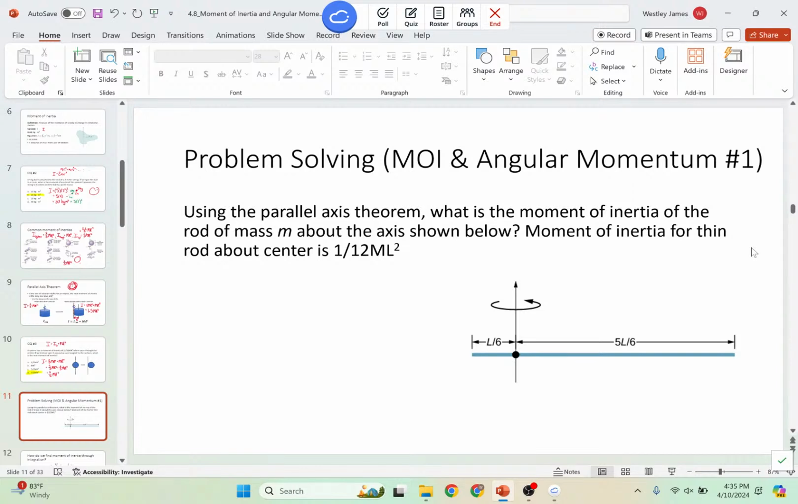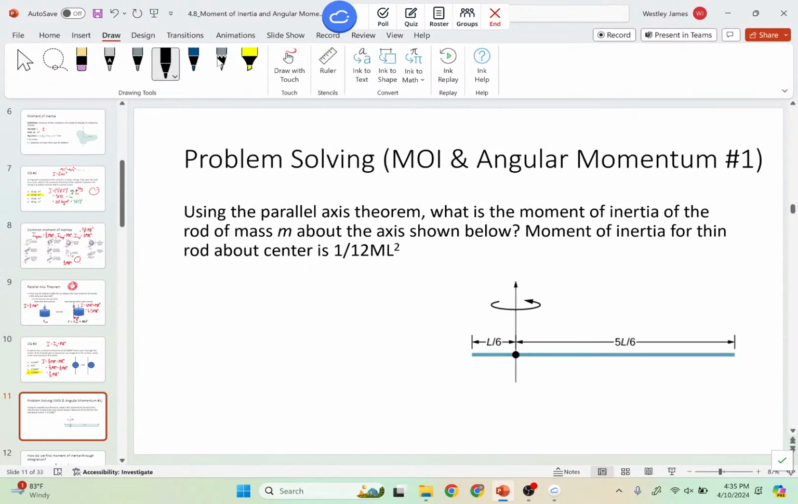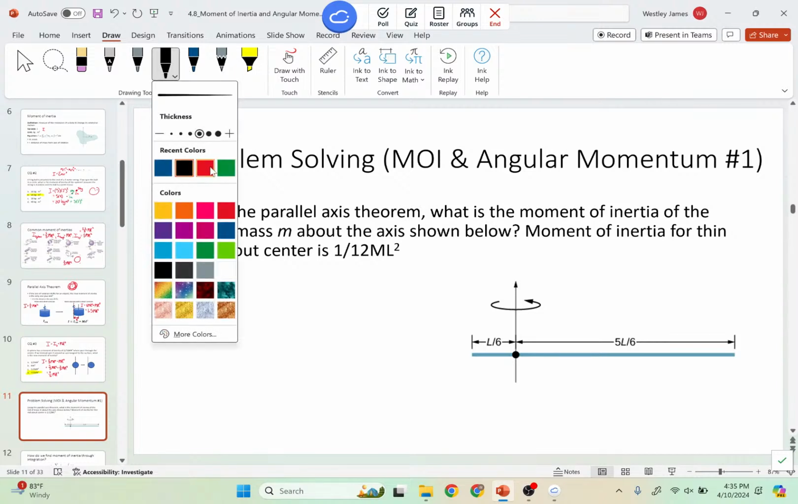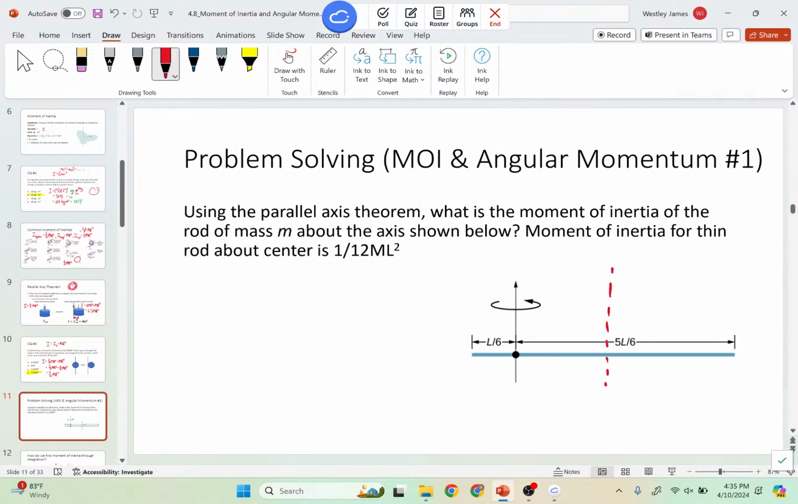So I have a rod here that is spinning. Its axis of rotation is located L over 6, the length of the rod divided by 6, away from the end. So what is the moment of inertia of this thing? If the axis of rotation was instead right through the center, its moment of inertia would be 1 over 12 ML squared.